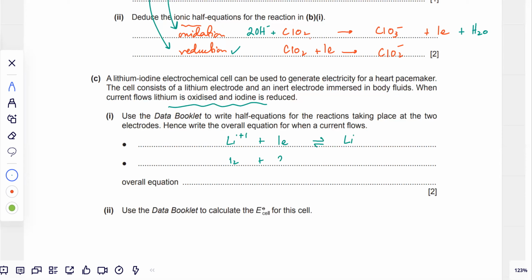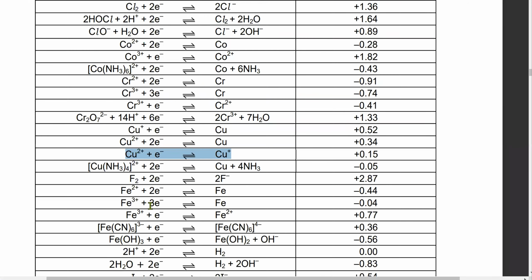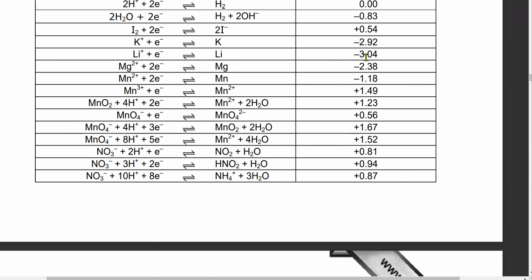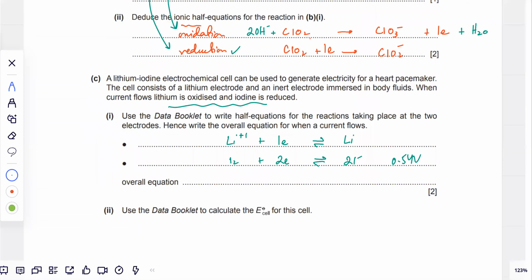Iodine is I2 plus 2 electrons. So I'm going to pick the 2 electrodes from the data booklet. This one is 0.54 volts. And in the data booklet, that's your iodine, that's the lithium right next to it. It's minus 3.04. So that one is minus 3.04 volts.